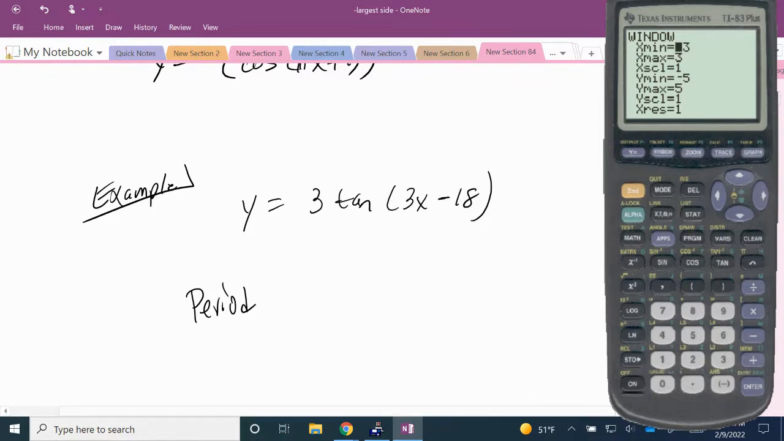Okay, so remember we're dealing with a tangent function, and a tangent function has a period of pi divided by b. Right, and remember that b is the coefficient of x. So if we look at our equation, notice that the coefficient of x is 3. So our period is pi over 3.